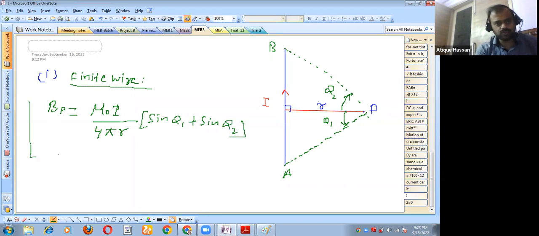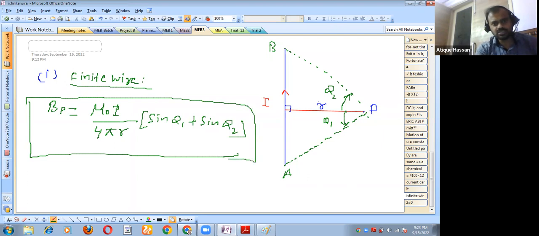This you have to learn by heart. This you always have to remember. This is a very important formula. And what is the direction of the magnetic field here? Obviously, it will be inward. And this value will be mu naught I by 4 pi r times (sine theta 1 plus sine theta 2).